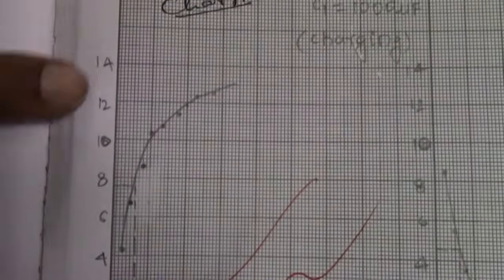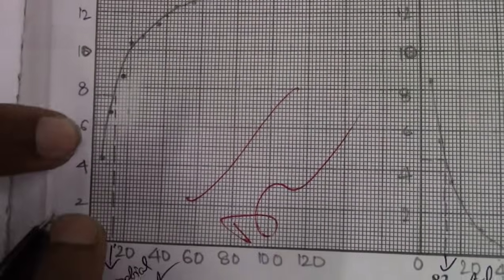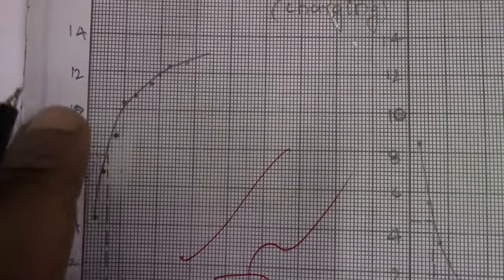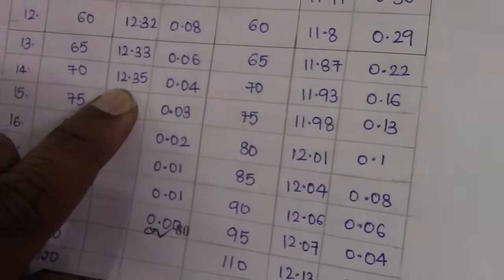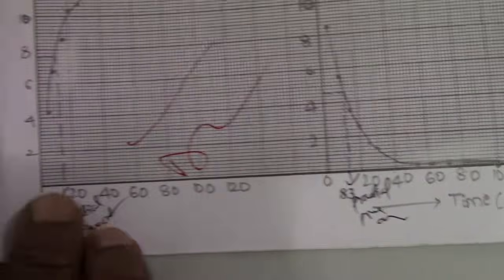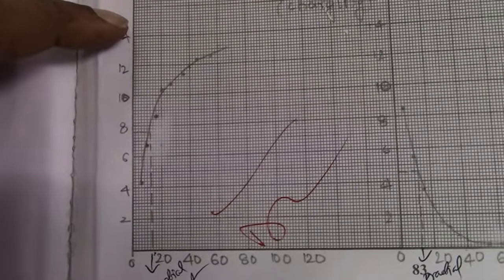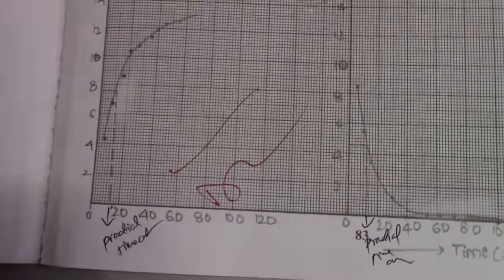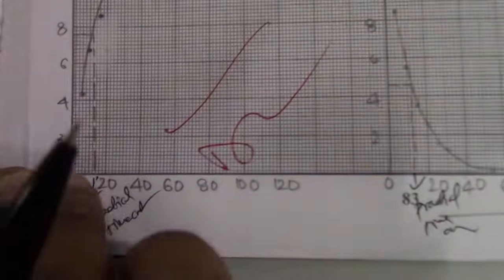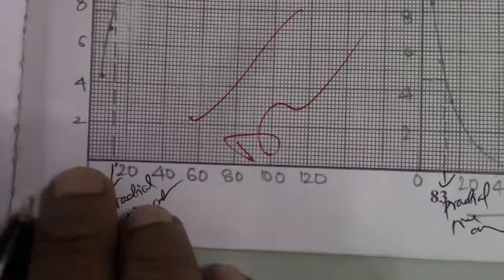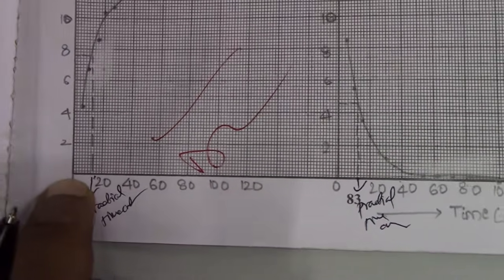Now the voltage axis. Every unit is taken as 2 volts: 0 volts, 2, 4, 6, 8, 10, 12, 14 volts. Here the maximum voltage is 12.35, so that's why the units are taken till 14 volts only. Now draw the graph between time and voltage. So at 0 second in charging, this is the graph for the charging circuit.